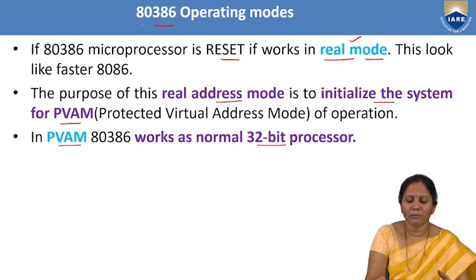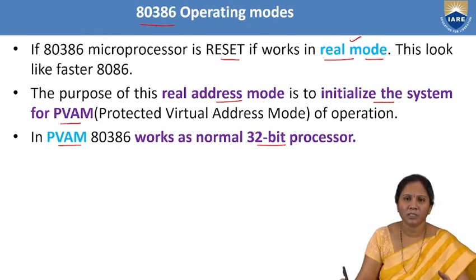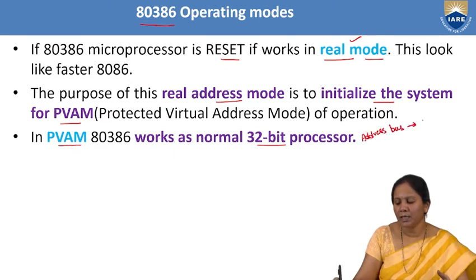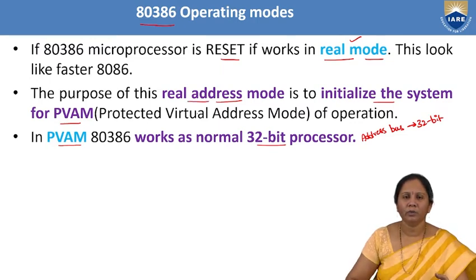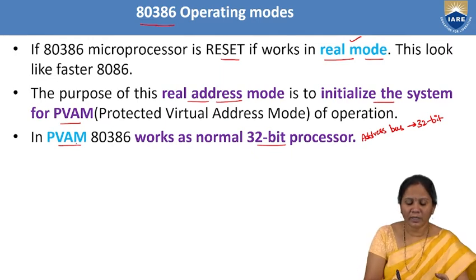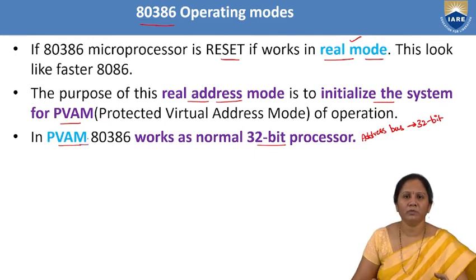So coming to the basic features of 80386 microprocessor, its address bus size is 32-bit. That is why, if it is operating in the real address mode, it is going to use only a 20-bit address bus. But when it is operating in the protected virtual address mode, it is going to use the 32-bit address bus that is present in the processor.